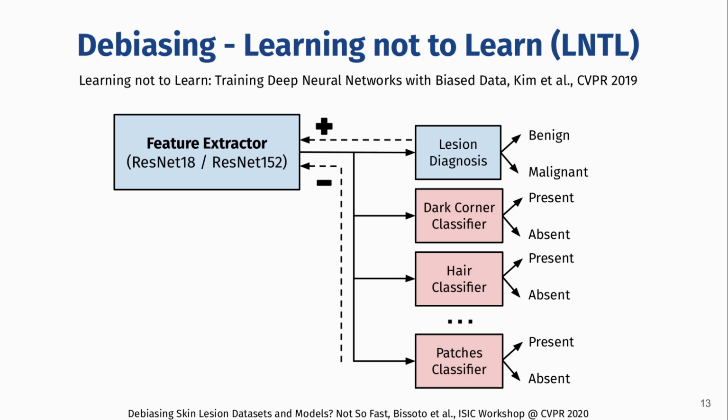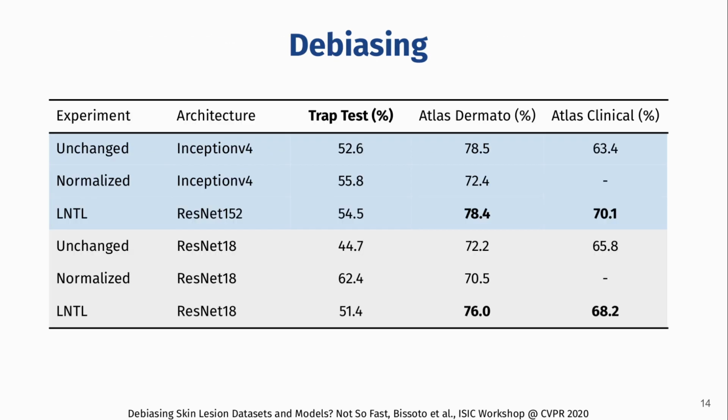classification heads to excel at their job, but the feedback they give to the feature extractor is negated in a way to discourage the feature extractor to extract better features that help them. So this is the training procedure, and the intuition is that the extractor won't contain features to help the bias classification heads, only improving the lesion diagnosis without taking information regarding the bias.